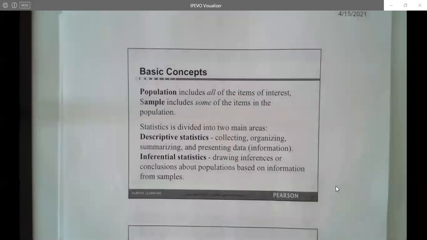A lot of times it's unmanageable to look at an entire population. So if you can take a sample that's large enough, a good enough representation of the entire population, then it's a lot more possible to get statistical data from the sample versus the population.